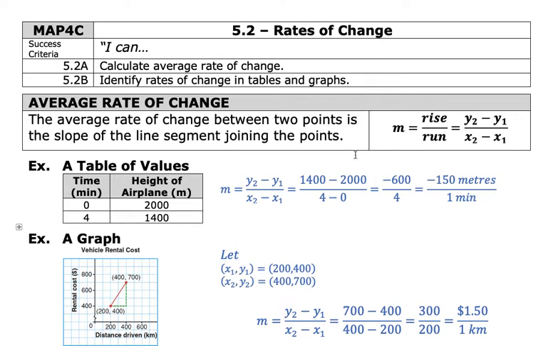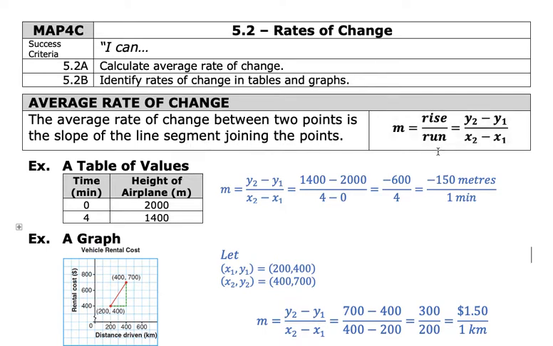As we're analyzing the change between two variables, we can look at two instances, 2 points, and the average rate of change, regardless of how it's fluctuating in between those 2 points, is the direct line between those 2 points, which we can calculate using the slope formula. The average rate of change between 2 points is the slope of the line segment joining the points.